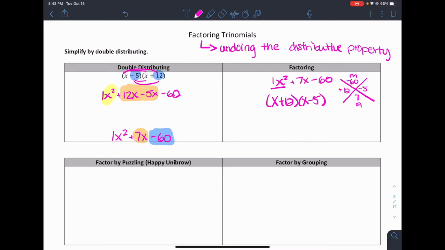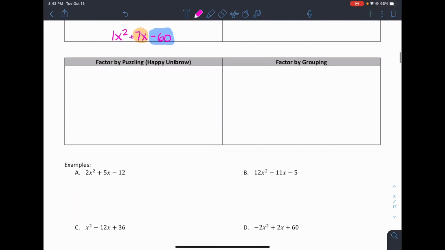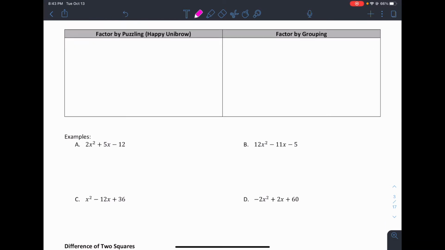Of course, factoring gets a lot harder. Before it gets a lot harder, let's try examples C and D here, and then we'll go over some other harder examples. Example C, x squared minus 12x plus 36. That leading coefficient is 1, so this is one of the easy ones. All I have to do is think of something that multiplies to 36 but adds to negative 12. And when you're not sure, go ahead and make a list. So 36 is 1 and 36. It's 2 and 18. It's 3 and 12. It's 4 and 9. Keep listing out the factors.